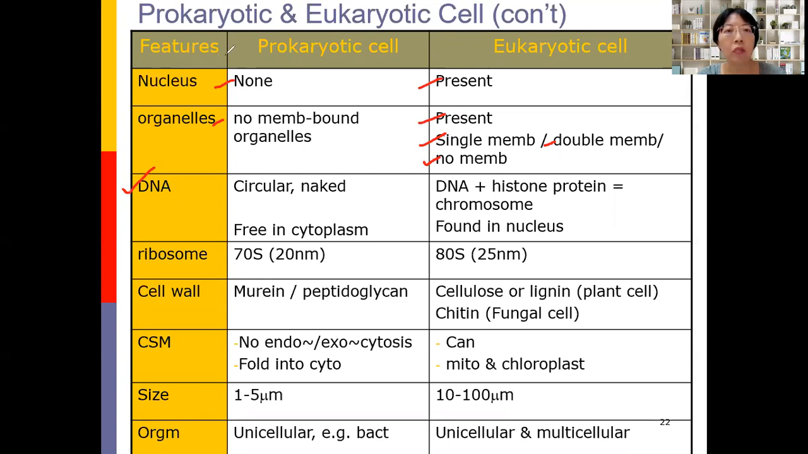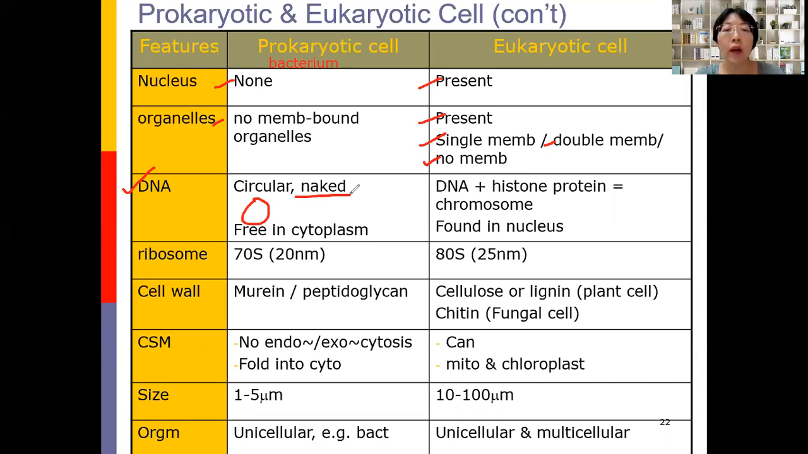DNA in prokaryotic cells. So imagine prokaryotic cells are the bacterium. So easier for you to remember, bacterium are prokaryotic cells. So the DNA is a circular DNA and it is naked. Naked means the DNA just appears as DNA. There's no additional thing around the DNA, like it doesn't wear any clothing. So that's why it's called naked.